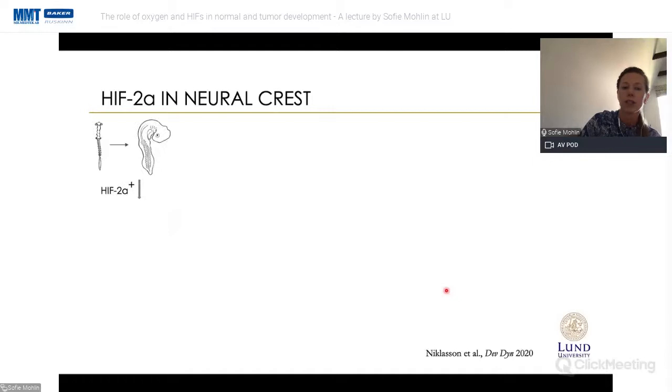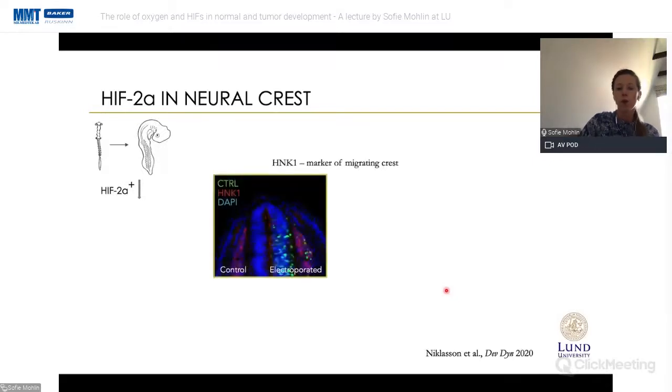So we now know that the embryo is affected somehow. So we wanted then to go deeper into the neural crest specifically. So we sectioned embryos that we had manipulated, and we stained for HNK1, which in this setting is a marker of migrating neural crest cells. And again, I just want to stress that it's at the trunk level, of course.